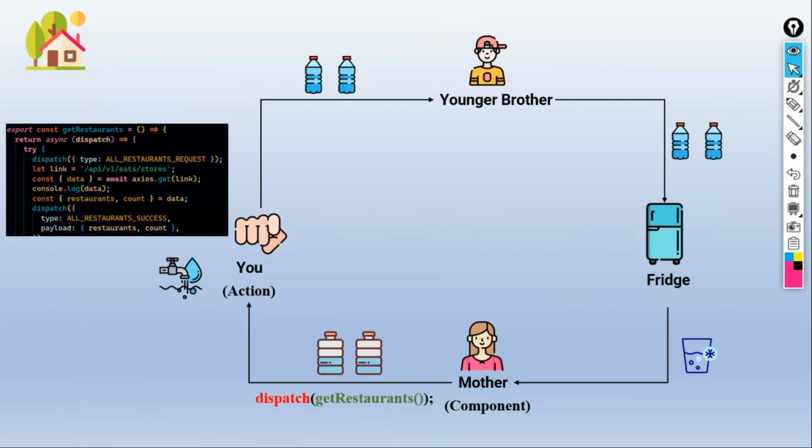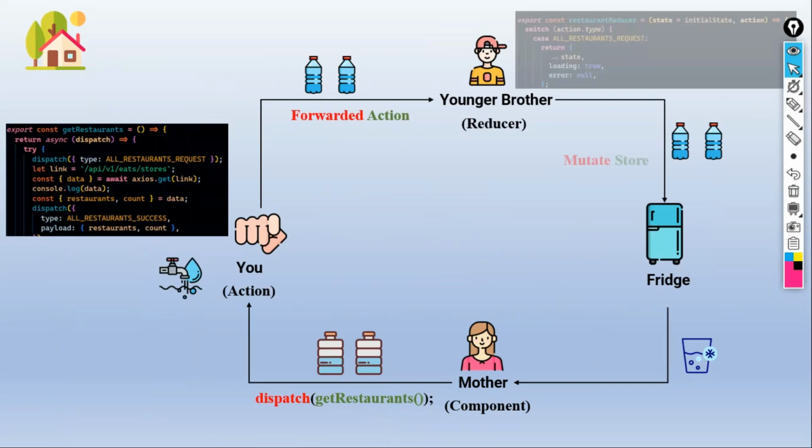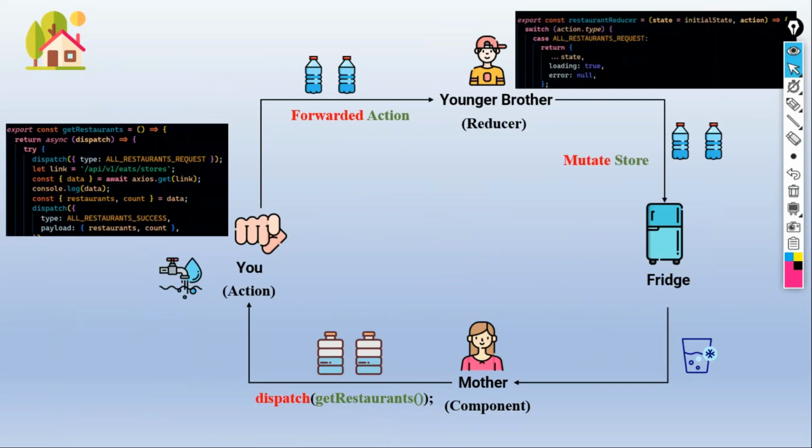Fine. Younger brother, being a reducer, he is following your order and updating our storage area, which is fridge. Which is what? Fridge. Correct. Which is fridge. And thus, this is how a whole Redux works.